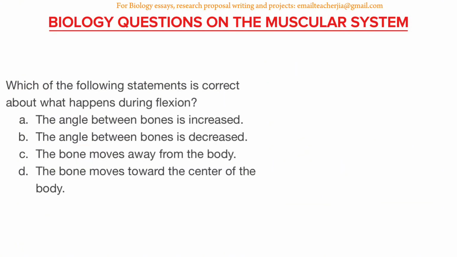Which one of the following statements is correct about what happens during flexion? A, the angle between bones is increased. B, the angle between bones is decreased. C, the bone moves away from the body. D, the bone moves towards the center of the body. The correct answer is the angle between bones is decreased.